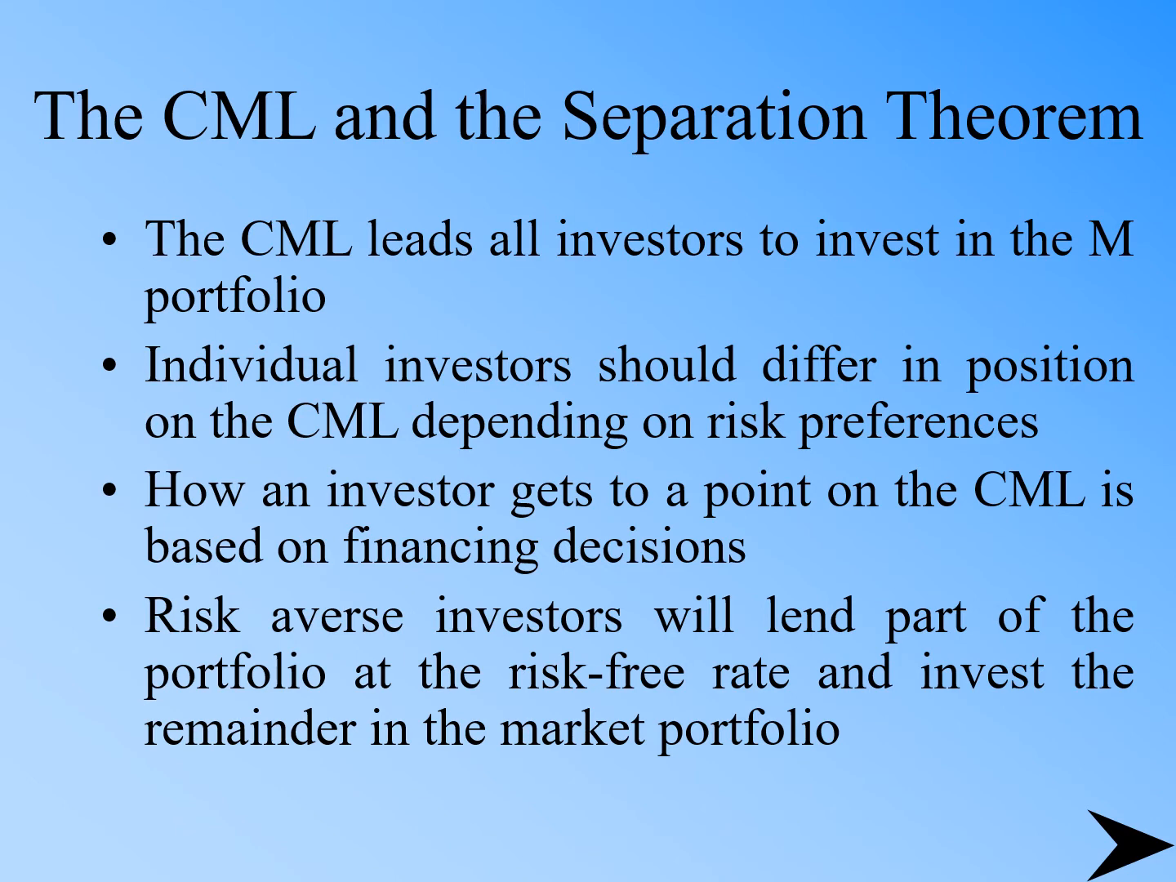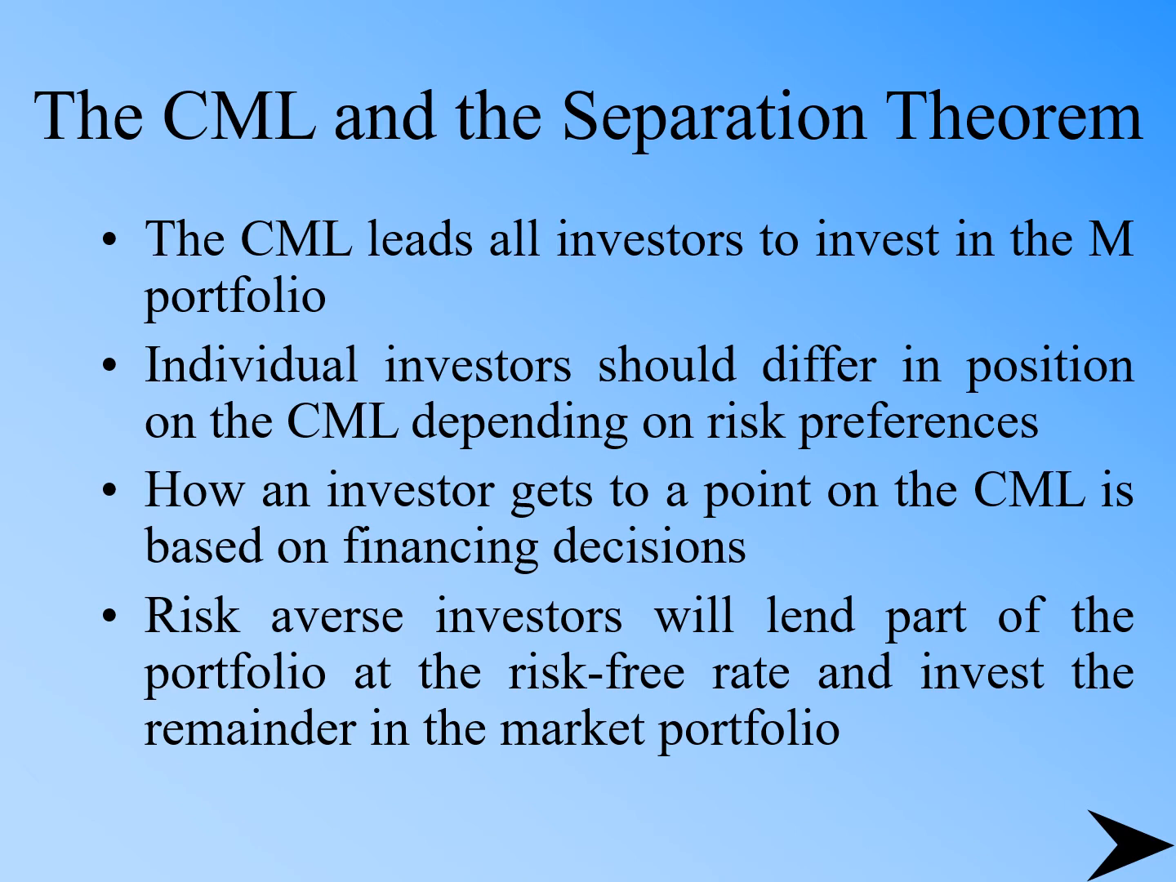So individual investors should differ in position on the CML depending on their risk preferences. We know that individual investors have their own risk preferences, and if they are less risk averse, they can take a position below the M point, or if they want to take a higher risk, then they can take a position above the M point on the capital market line. So how an investor gets to a point on the CML is based on their financing decision. Either he can lend or he can borrow money to invest in the M portfolio.